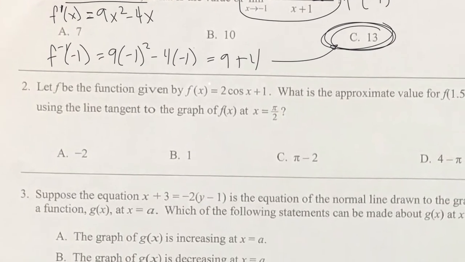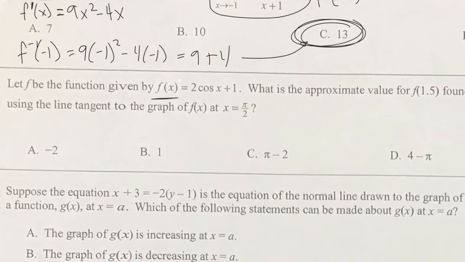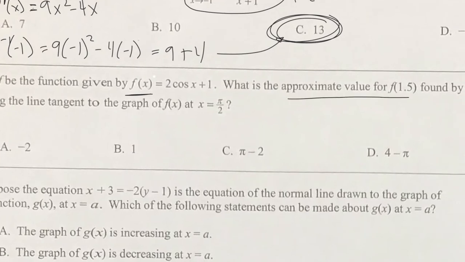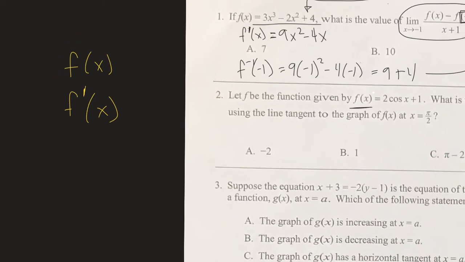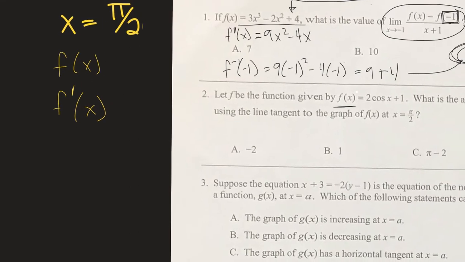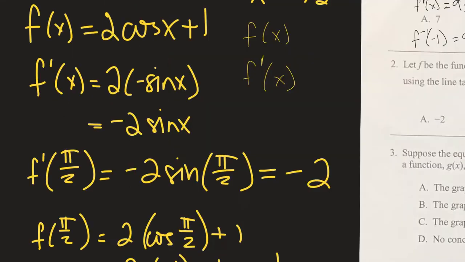Okay, number 2, we're given this as our function, and we want to approximate the value at 1.5. So we need to do a couple of things in order to do this. Number 1, we need to find out what the derivative is. We need the derivative, we need the x point, we need the y point, and that's all. So we're going to take a second and calculate all of this stuff for x equals pi over 2. You can pause the video and come back and find the answer.